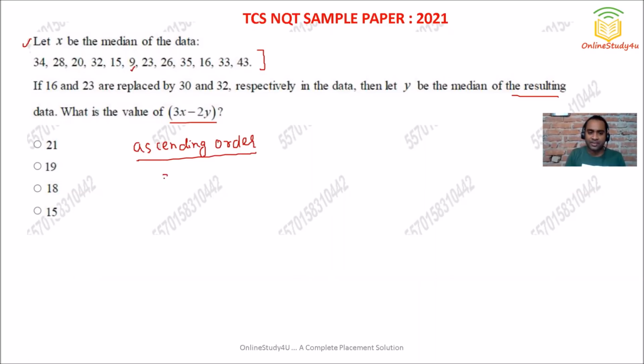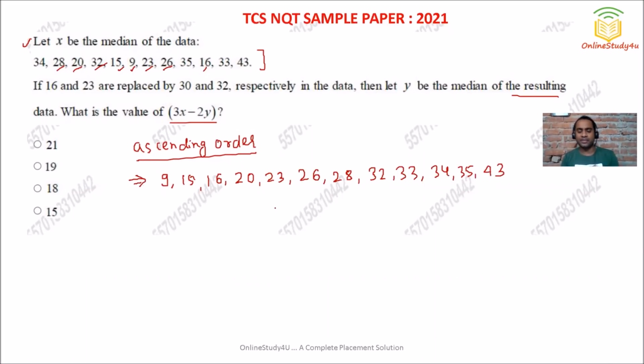The smallest number is 9, and then we have 15, and then 16. After 16 we have 20, after 20 we have 23, and then we have 26. Arranging them in ascending order is very, very important. Then we have 28, and after 28 we have 32, then 33, then 34, and then 35 and 43. So we have arranged the given data in ascending order.